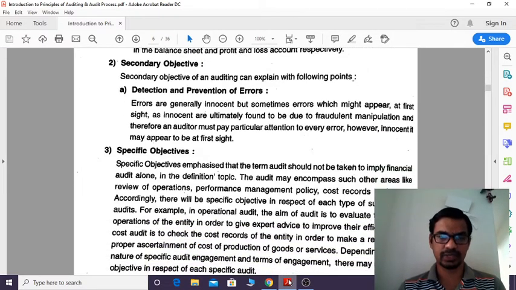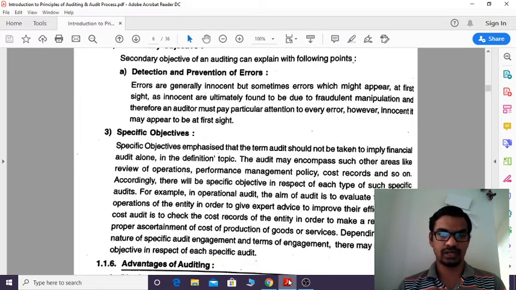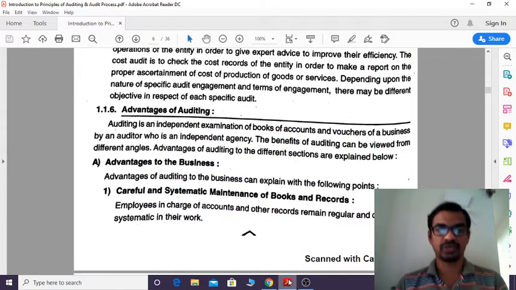Then specific objective emphasizes that the term audit should not be taken to imply financial audit alone. In the definition topic, the audit may encompass other areas like review of operation, performance measurement, cost records, and so on. So, other than the checking of financial records, detection and prevention of errors as well as fraud, there is another kind of objective also, meaning how the operations are performed, what is the performance, what are the cost records. These objectives are also there behind the audit. Understood? So therefore, these are the various objectives of the audit.